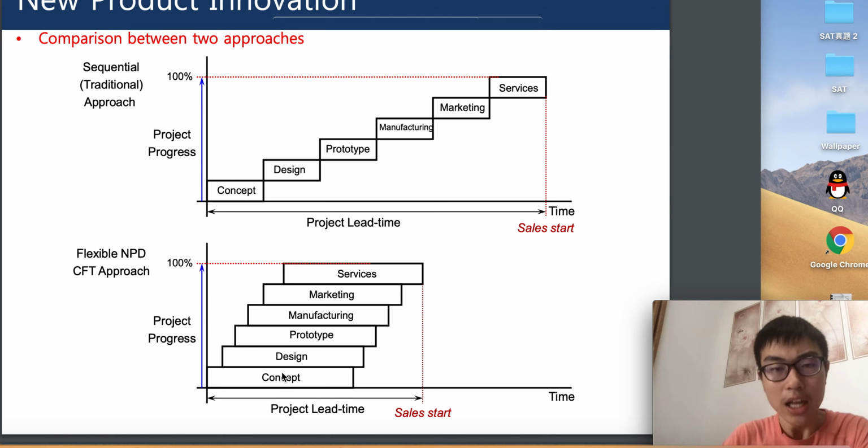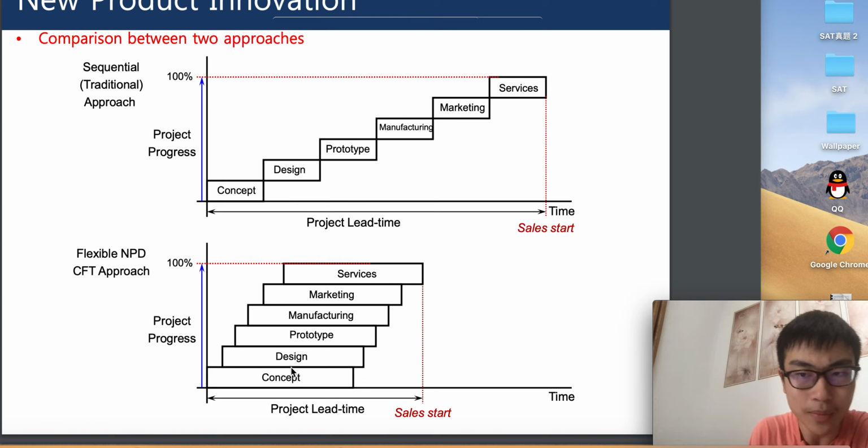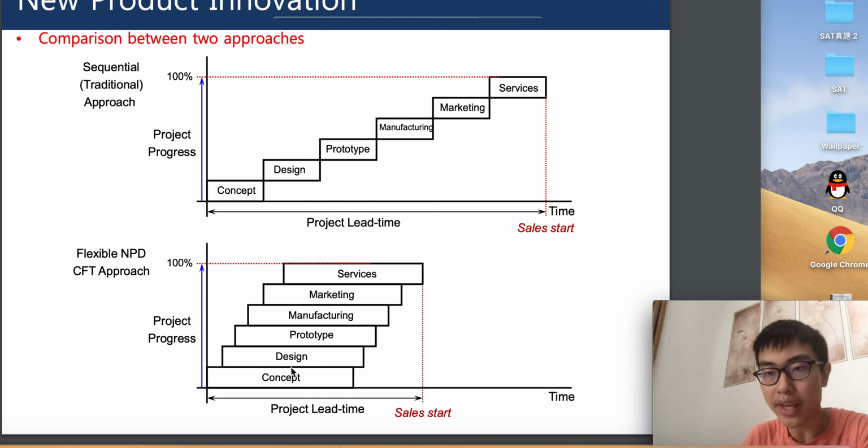So now look at the NPD approach. What you can see is that when the team is working on the concept, the design team is already incorporated into this process. The design team is coming up with some design ideas, and while they're still making the design ideas, the prototype team comes into the game. The prototype team is going to make samples based on the design given by the design team.